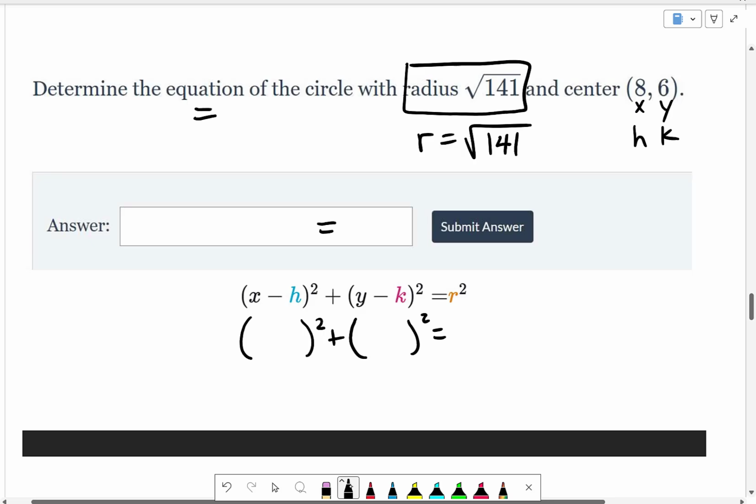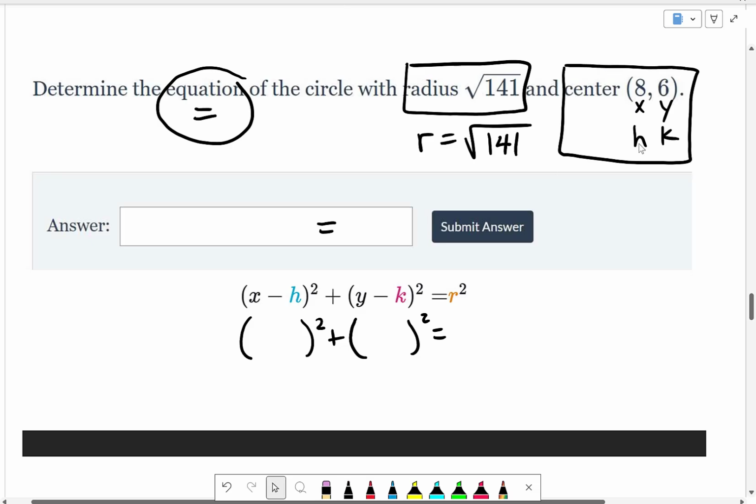So aquí tenemos un tipo diferente. Otro problema es otro tipo, pero dice determinar la ecuación. So cuando tienes esta palabra ecuación, tú sabes que necesitas un signo igual. Y ahora dice el radio es la raíz cuadrada de 141. So necesitas escribir r igual la raíz 141. Y después dice el centro es 8,6. Y eso significa esta es la h y la k. Si quieres escribir x, y, está bien.